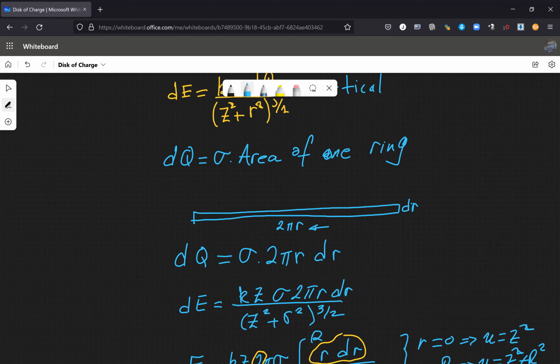Anyways, all right. So this is it for a charged disk with a uniform charge density. All right. Hopefully this was helpful.